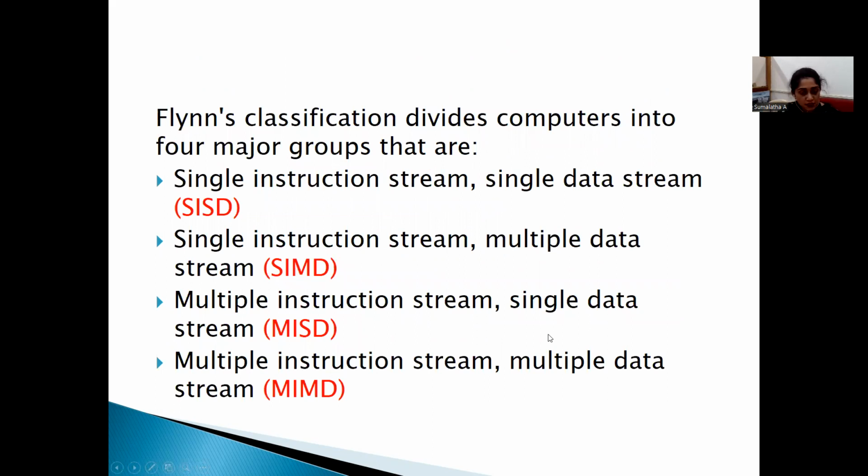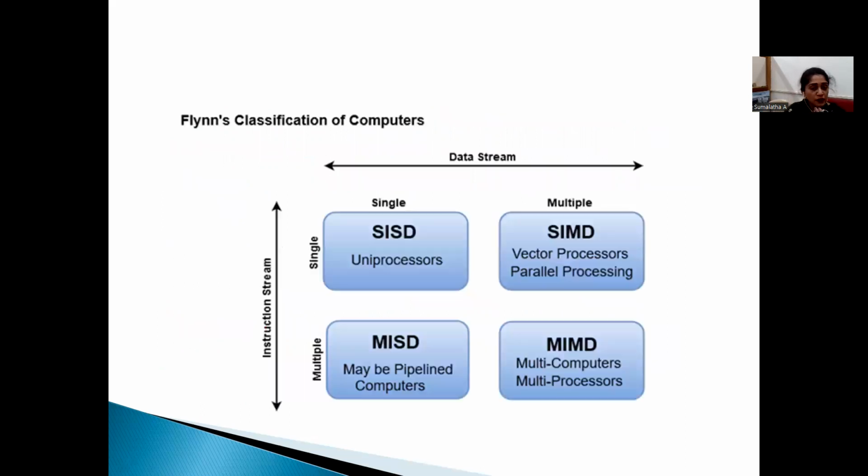So these were Flynn's four major classifications. One is single instruction stream, single data stream; single instruction, multiple data stream; multiple instruction, single data stream; and multiple instruction and multiple data stream. We will learn each one of them in detail.